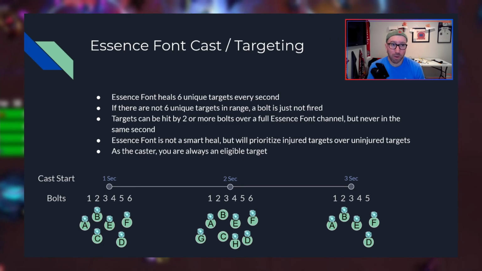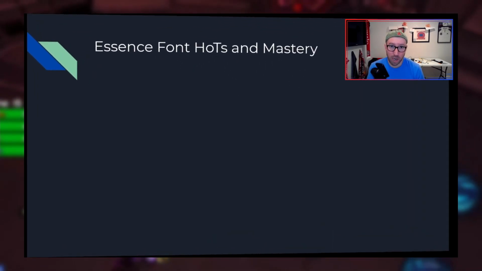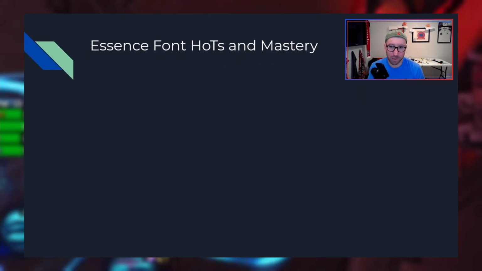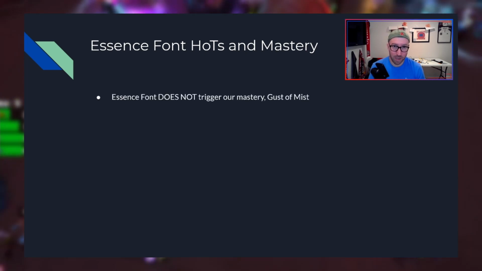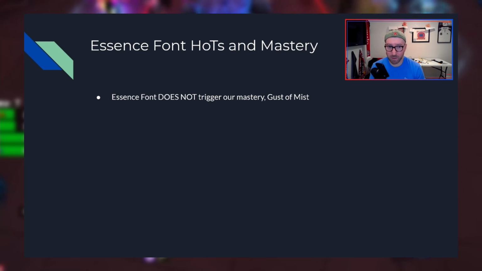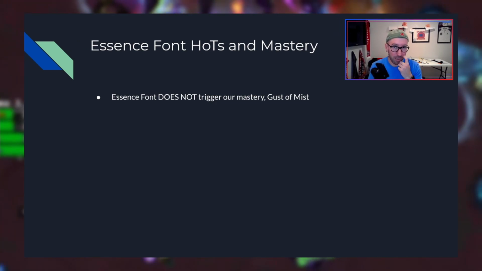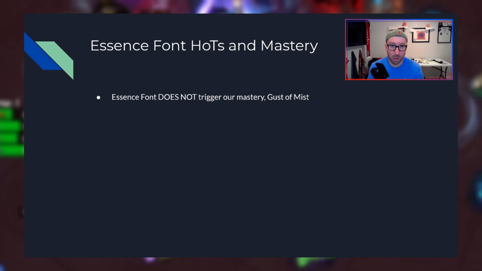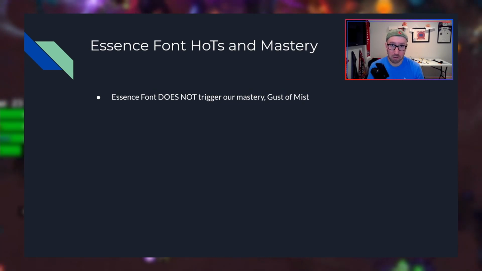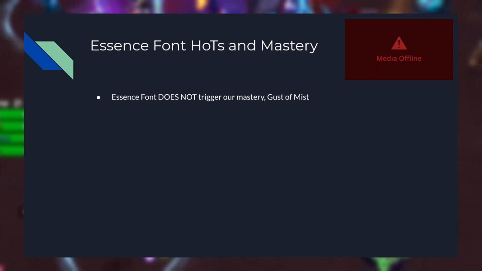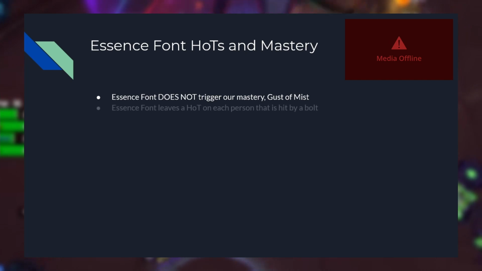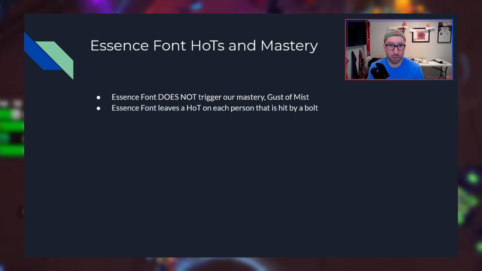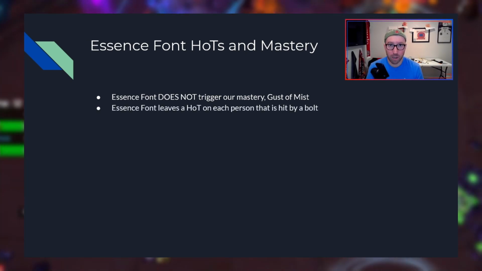Now, how do we utilize the HOT portion of the bolt and the potential interaction with Mastery? First up, Essence Font does not trigger our Mastery, Gust of Mists. Essence Font does not scale with Mastery, does not interact with Mastery, and does not gain any healing from Mastery while you cast it. So again, Essence Font really has nothing to do with Mastery. More Mastery does not make Essence Font heal for more. However, Essence Font does leave a HOT on each person that's hit by a bolt. That's the rank 2, level 34 ability.